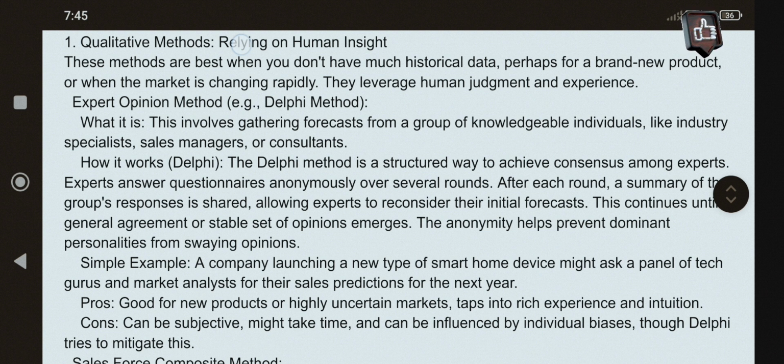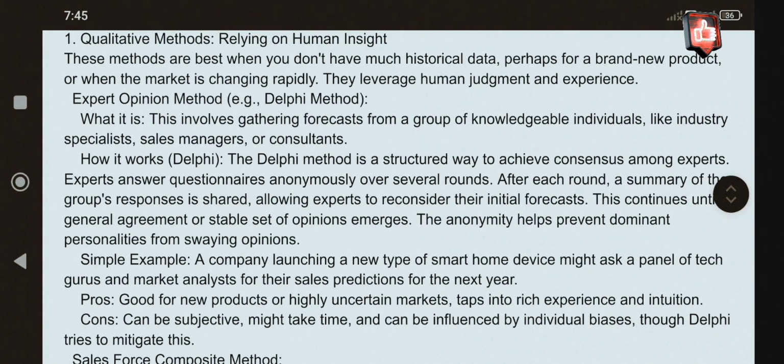Expert opinion method, e.g., Delphi method. What it is: this involves gathering forecasts from a group of knowledgeable individuals, like industry specialists, sales managers, or consultants. How it works: Delphi. The Delphi method is a structured way to achieve consensus among experts. Experts answer questionnaires anonymously over several rounds.